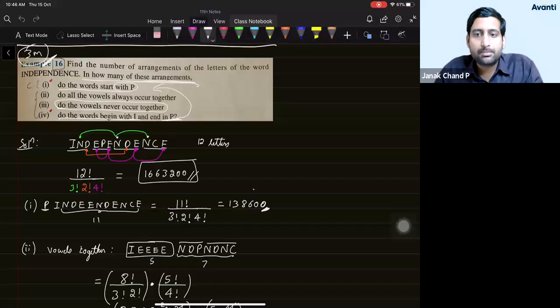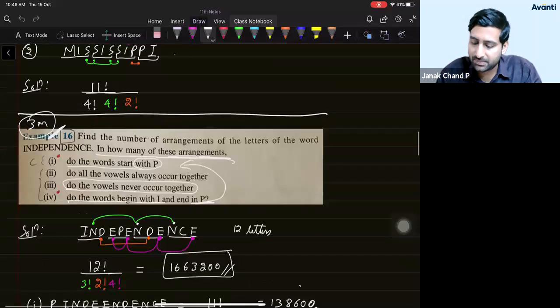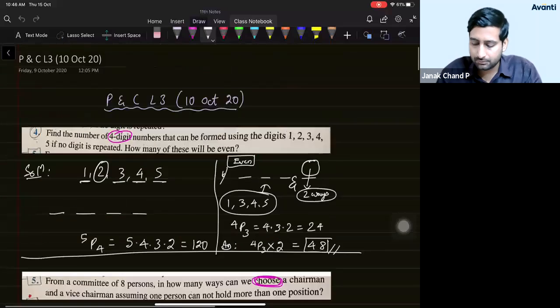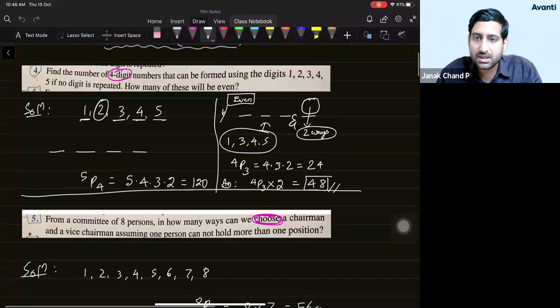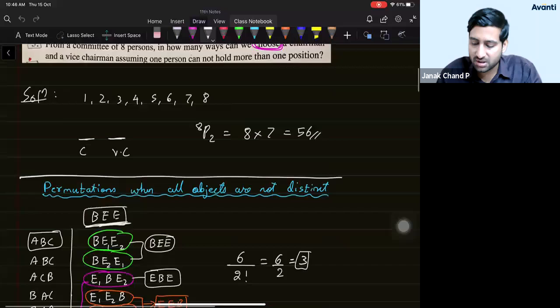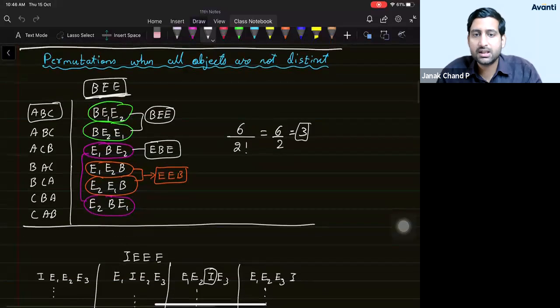So yes, we have completed permutation. We have solved all the important different varieties of questions in the last class. So today we'll be starting combination, right? Before going to the next one, let us quickly review what we have learned in the last chapter. These are simple problems based on the permutation formula, right? In the last class, we saw how to consider the permutation whenever repetition is happening.